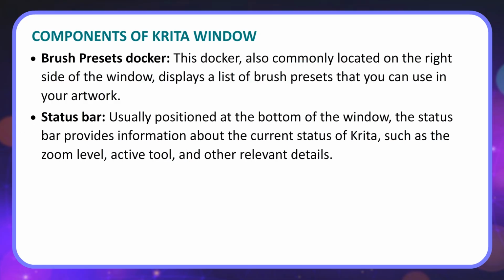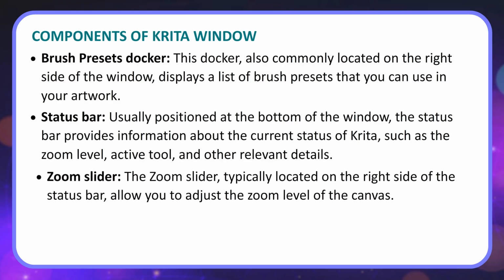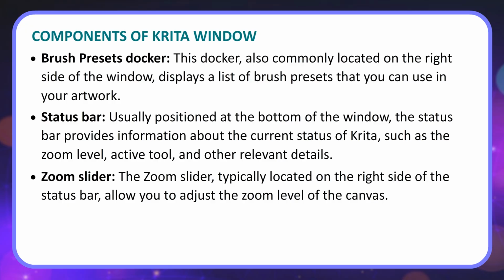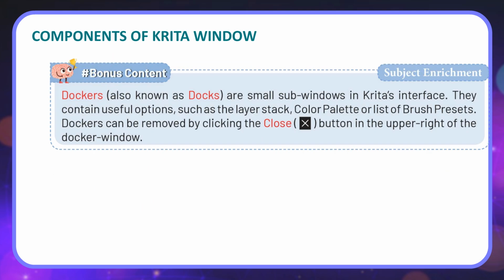Status bar. Usually positioned at the bottom of the window, the status bar provides information about the current status of Krita, such as the zoom level, active tool, and other relevant details. Zoom slider. The zoom slider, typically located on the right side of the status bar, allows you to adjust the zoom level of the canvas.